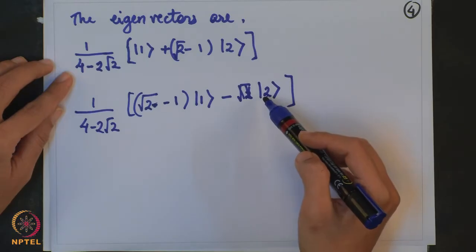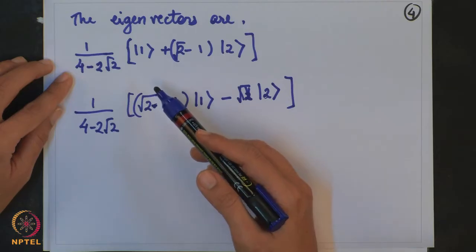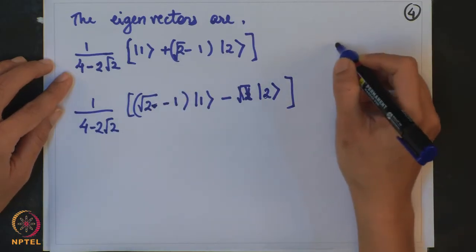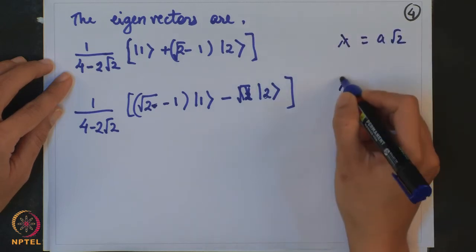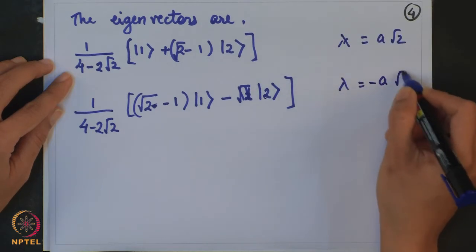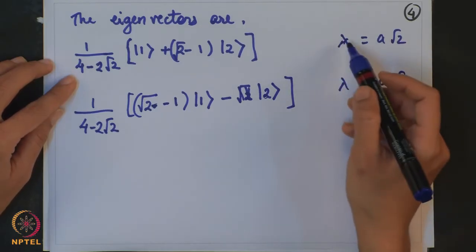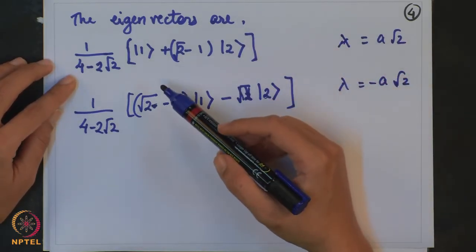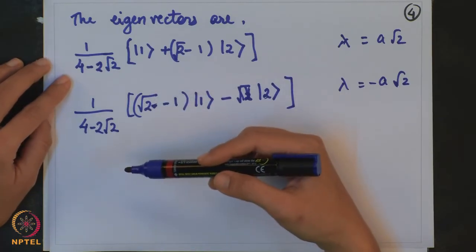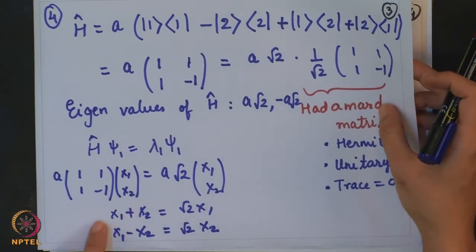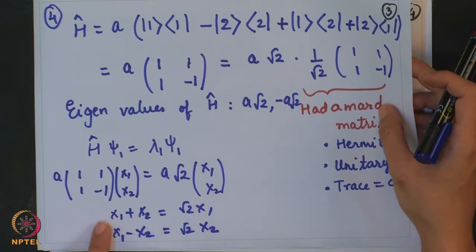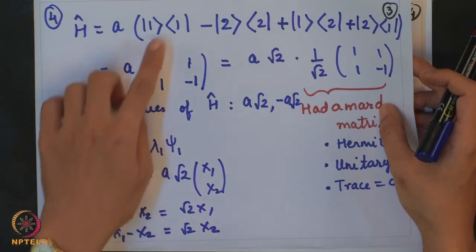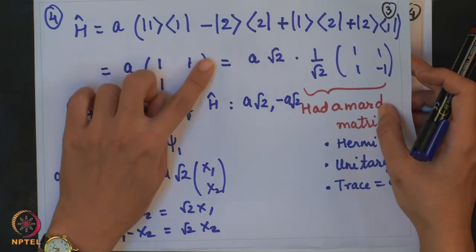So, these are the eigenvectors corresponding to the eigenvalues. The eigenvalue for the first was A root 2, and for the second it was minus A root 2. This you can easily check. So, once you obtain the result from the previous part, when you simplify this, you will obtain an eigenvector. You rewrite it in terms of ket 1 and ket 2.